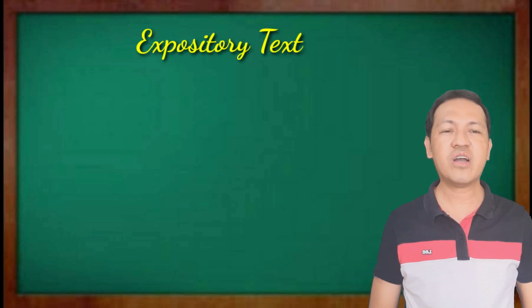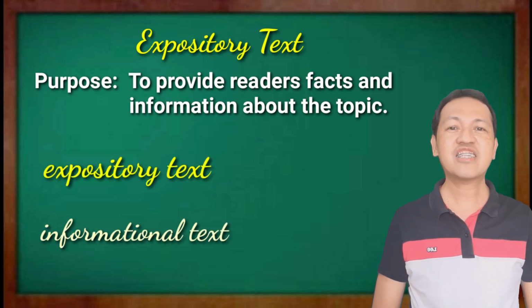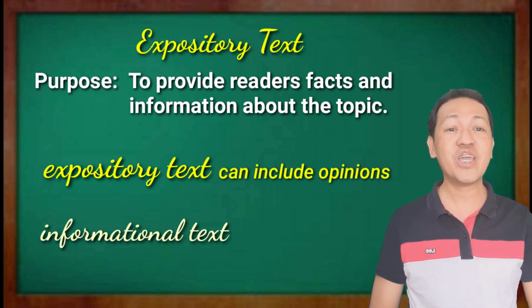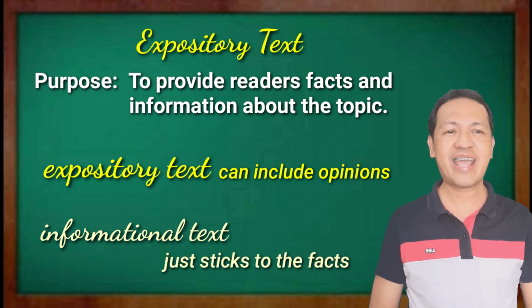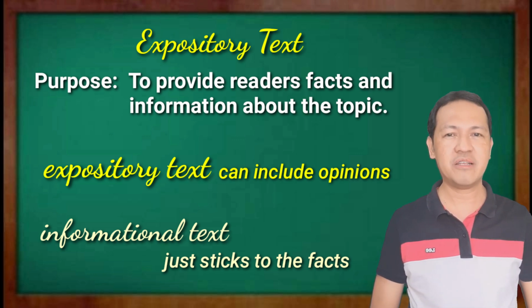Expository texts, which are non-fiction texts, are written to provide readers facts and information about the topic. Expository text and informational text are almost the same thing. The difference is that expository text can include opinions, and informational text just sticks to the facts. Most of the time, these words can be used interchangeably.